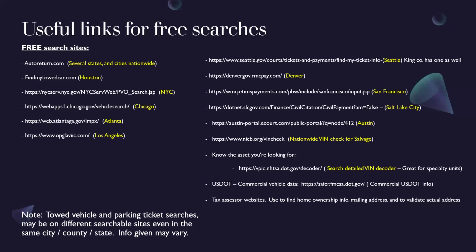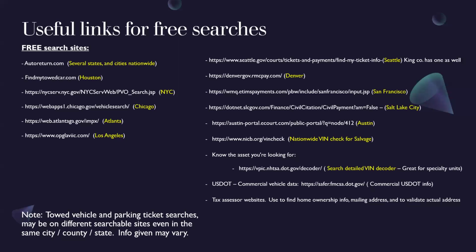Now, there's also a nationwide VIN check for salvage vehicles. That's a good link right there in case the vehicle went to salvage and you can't find it. Down below that is know what asset you're looking for. If you're chasing a lot of RVs and specialty units and you don't know the hitch type, you don't know the length, use that website. It's a very good resource.